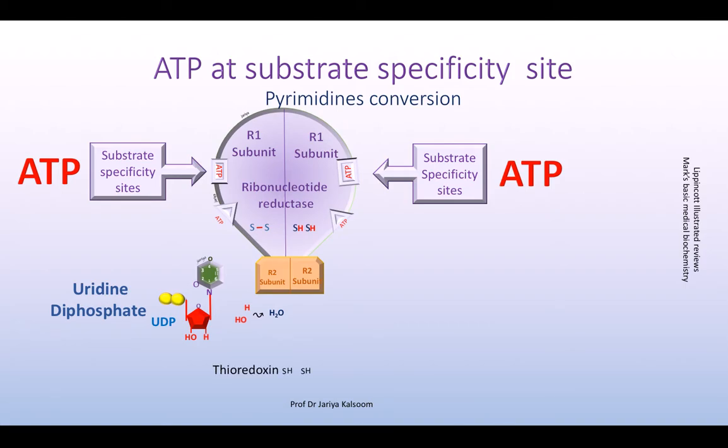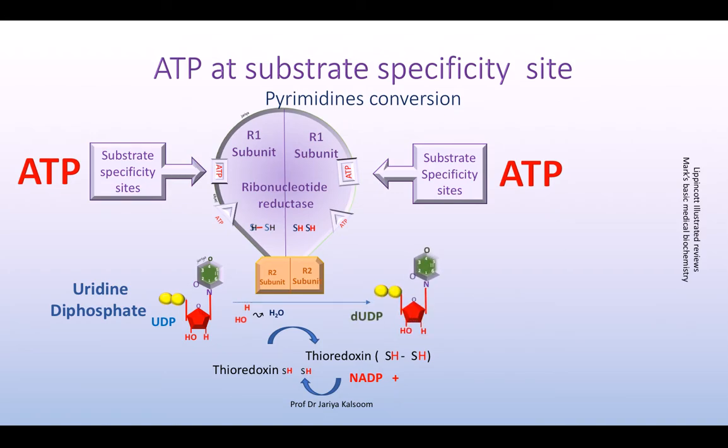Now this oxidized form of the enzyme is reduced by the hydrogens provided by the thioredoxin, which is the coenzyme, and thioredoxin becomes oxidized, and its reduced form is replenished by NADPH from the HMP shunt. So here you can see that now UDP is converted to deoxy UDP. Now if it loses one phosphate, it is going to be converted to deoxy UMP.